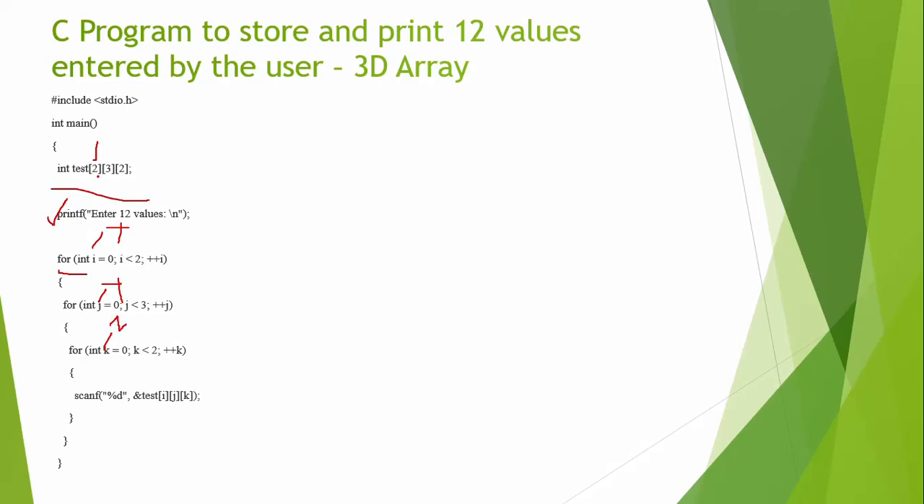So the x value is 2, so it starts from 0 to 2. And the j value is 0 to 3, and the k value is 0 to 2. Next we are going to get the input from the user.